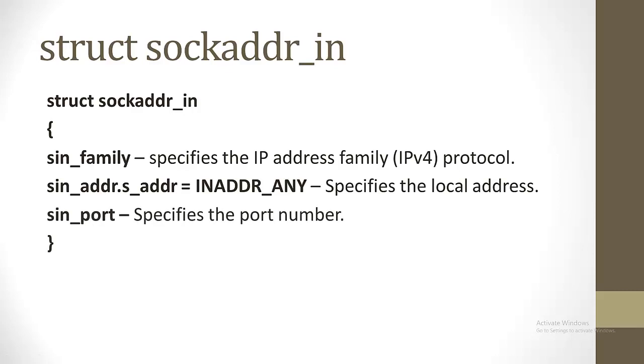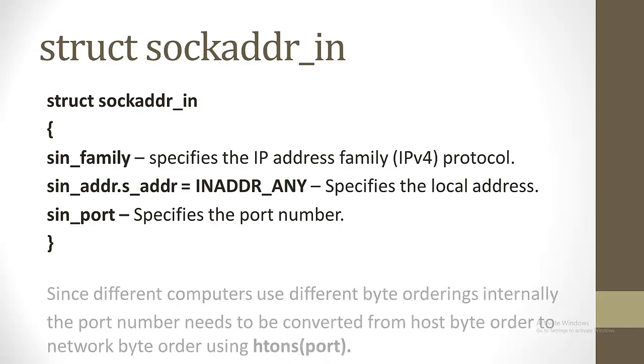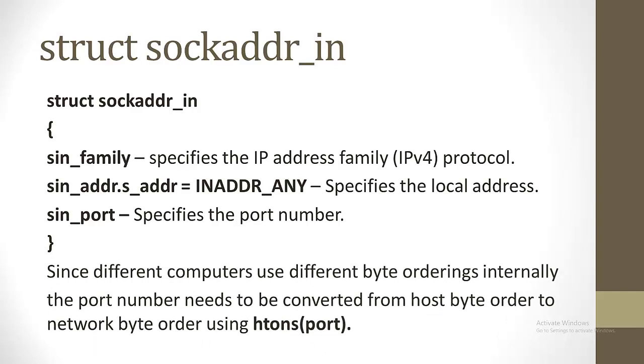The third data member is to specify the port address. So in order to do that, I have a data member known as sin_port. It specifies the port number. And one more important thing is, since different computers use different byte orderings, internally the port number needs to be converted. So every system has its own byte ordering. So the port number, whatever you are specifying, has to be converted from the host byte to a network byte. Because the host indicates the system in which we are working on, and the network byte indicates in which network our system is connected. So in order to convert, you need to use that htons(port).